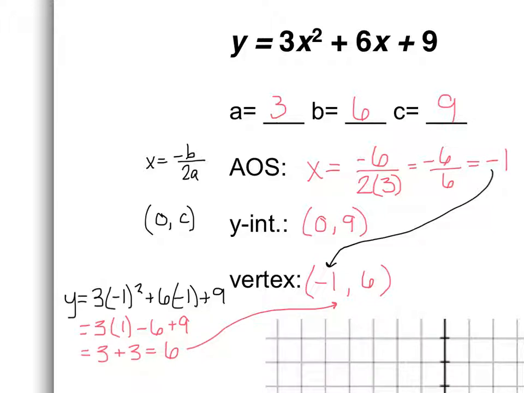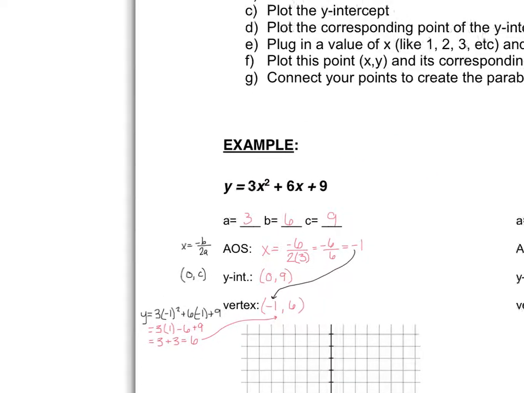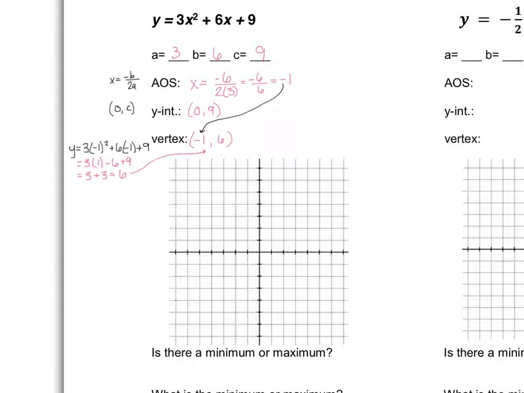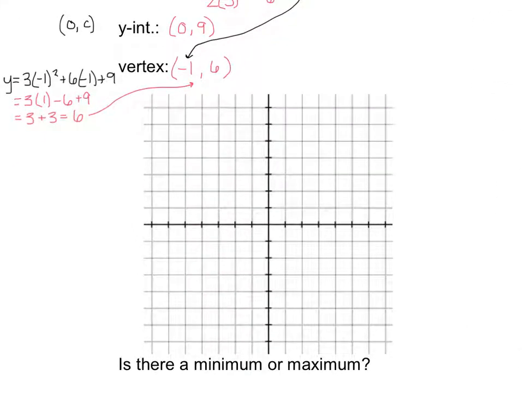Now you have your axis of symmetry, your y-intercept, and your vertex. We will graph all those things. That's A through C, I think. Yep, A through C. So start with your axis of symmetry at negative 1, and your vertex at negative 1, 6. Your y-intercept at 0, 9, which is a little off the graph, sorry.